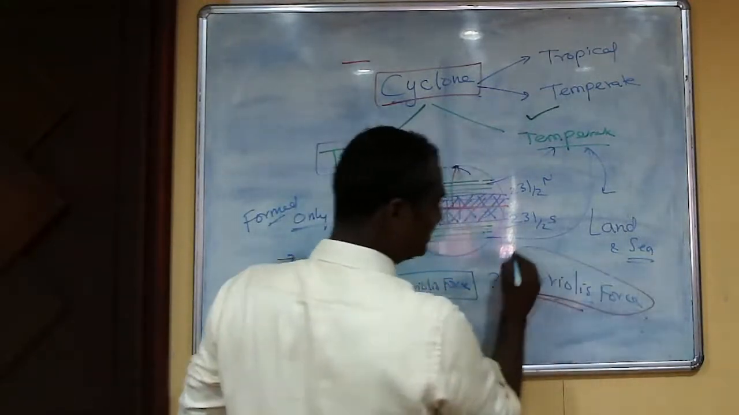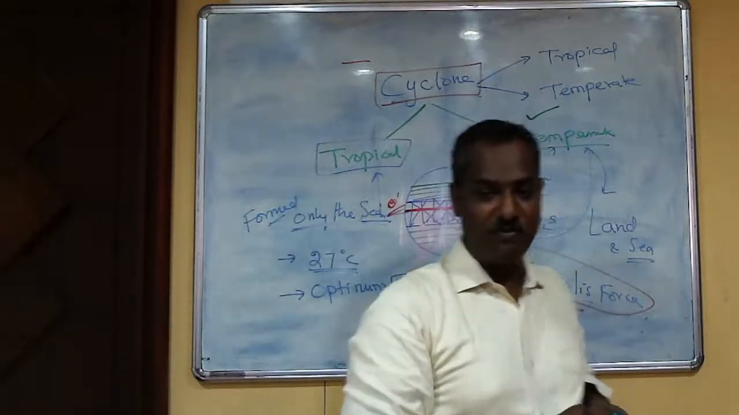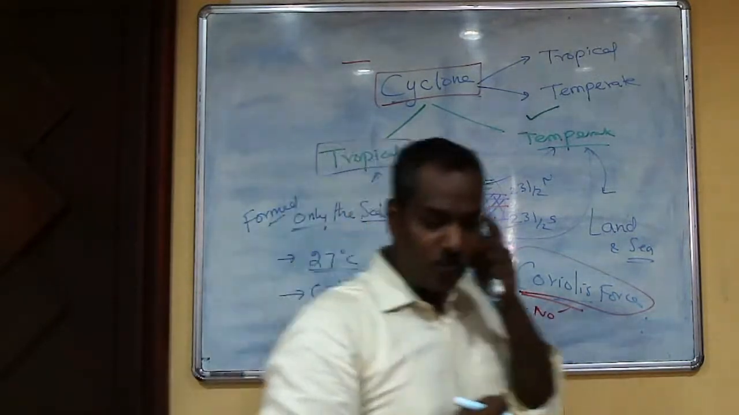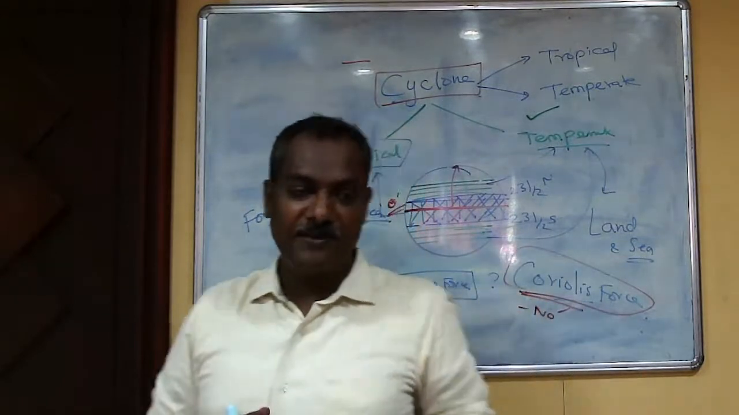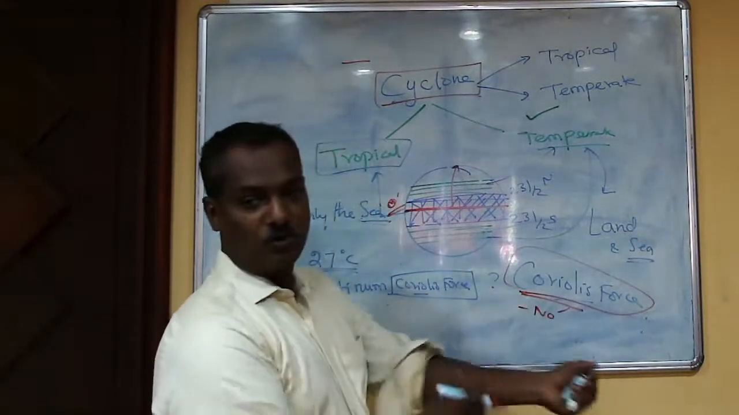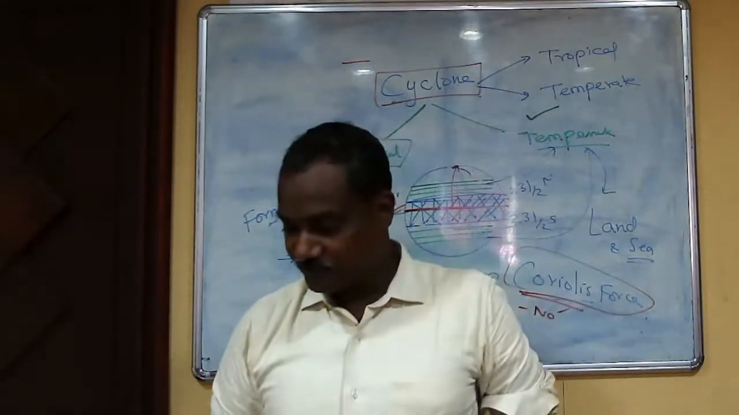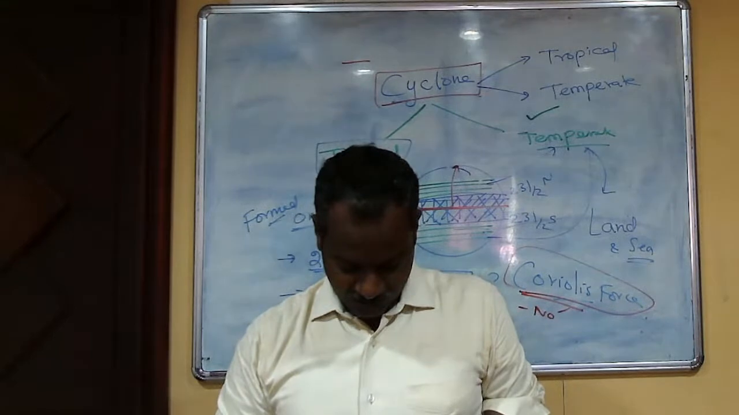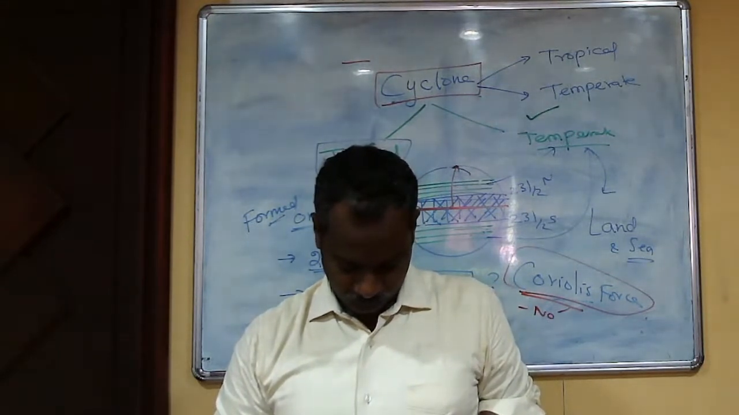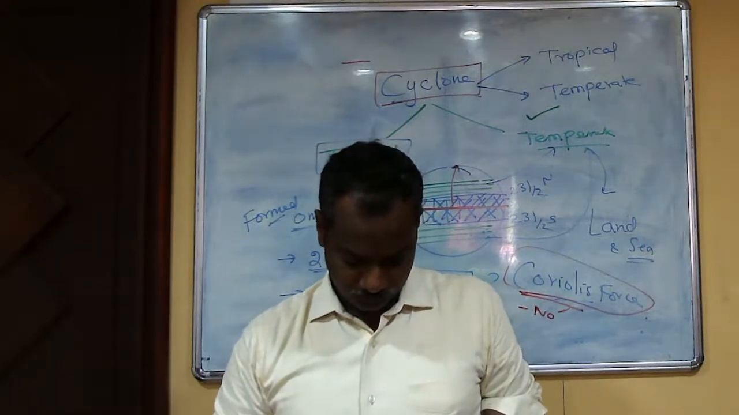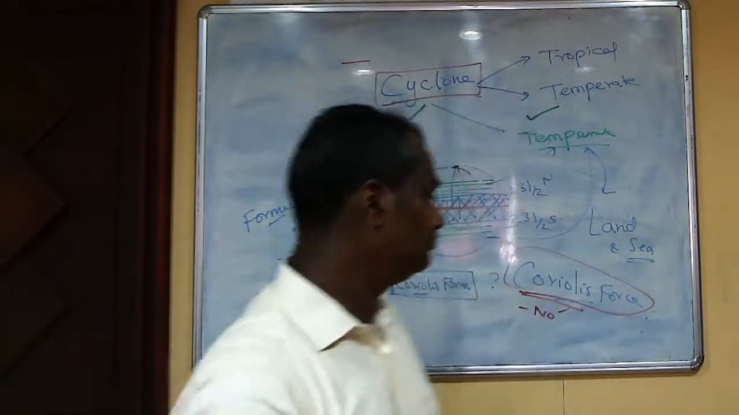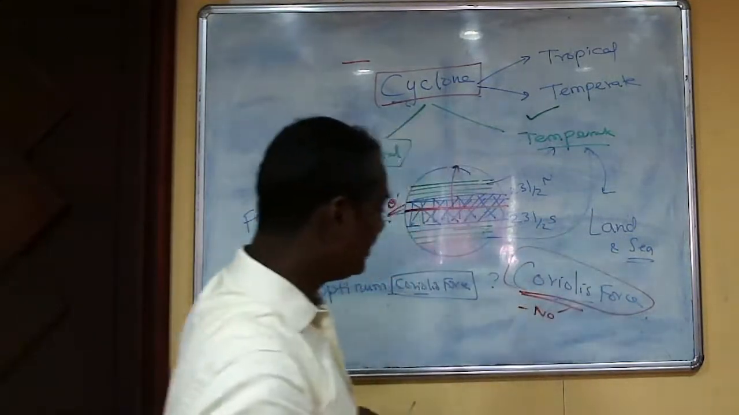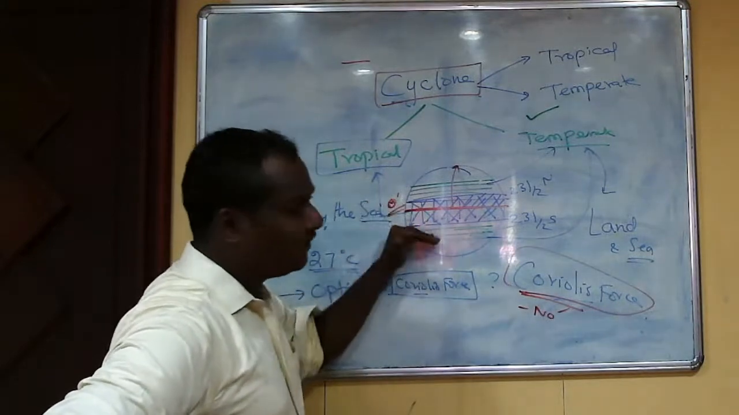And sometimes they ask this question: why is the tropical cyclone not formed at the equator? The answer is there is no Coriolis force. If there is a question on why tropical cyclones are not formed at the equator, then the answer is the absence of Coriolis force. So we'll see all the aspects of the cyclone, then we'll see how it comes in the previous question papers. Coriolis force is absent at the equator, that is why tropical cyclones are not formed at the equator.